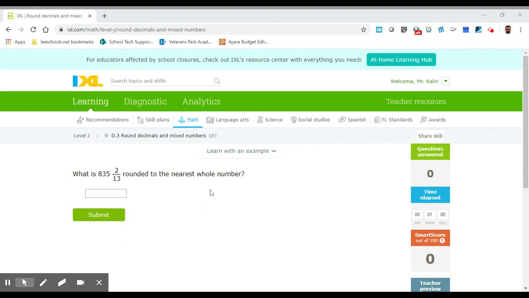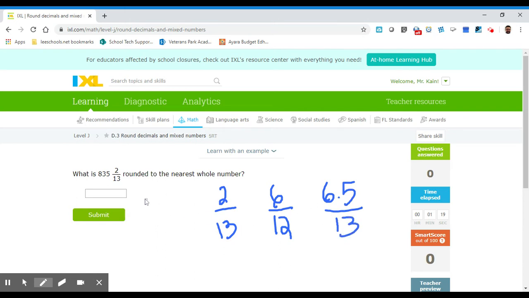So 2/13 is nowhere near the halfway point of the fraction, right? Even 6, we know 6/12 would be a half of a compatible number. So half of 13, it would have to be 6.5 over 13 to be able to bump that 5 up to a 6. So since we're not even close, let's just leave it at 835.